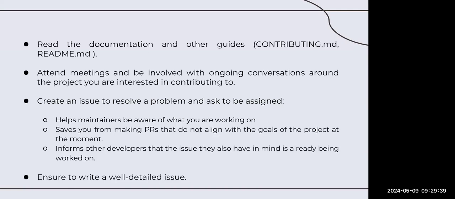So if you are interested in an issue, you ask to be assigned. Now, what does this do? It helps maintainers to be aware of what you're working on. Then it saves you from making PRs that do not align with the goals of the project at the moment. Then again, it informs other developers that the issue they also have in mind is already being worked on. So when you assign yourself to an issue, everybody can see it and they are able to move on to something else.